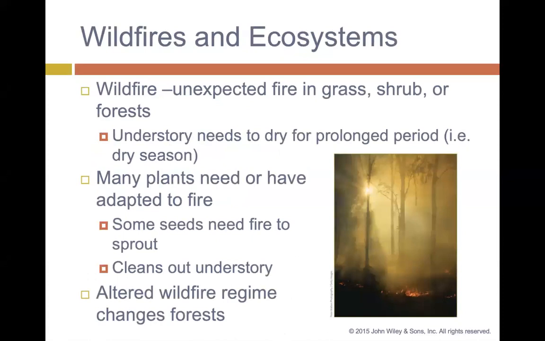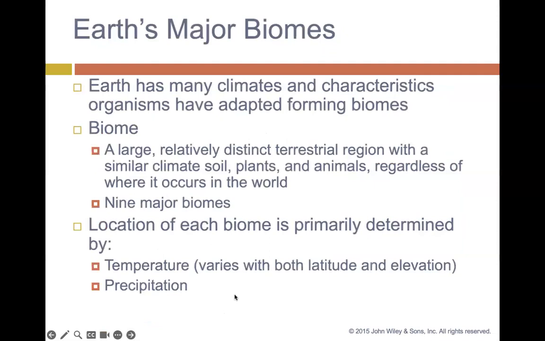So how do wildfires connect to ecosystems? A wildfire is an unexpected fire in the grass, the shrub, or the forests, usually when the understory has dried for prolonged periods of time during the dry season. Many plants need or have adapted to fire, and some seeds need fire to actually sprout. Fire is important in ecosystems because it cleans out the understory and all that dry material. It can also alter the wildlife regime of changing forests.